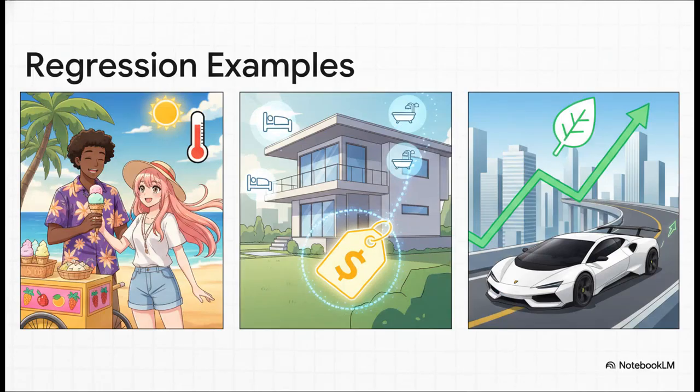So, when would you actually use this? Well, let's say you want to predict how many ice creams you're going to sell on a super hot day. That's a regression problem. Or trying to figure out the perfect selling price for a house based on its size and location. Yep, that's regression too. You're just finding the patterns between things to predict a final number.